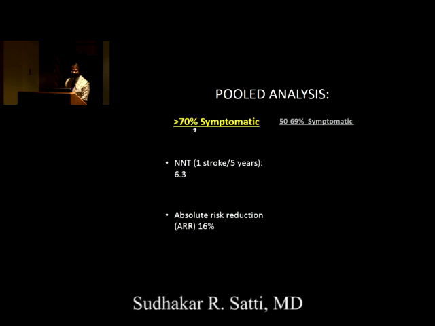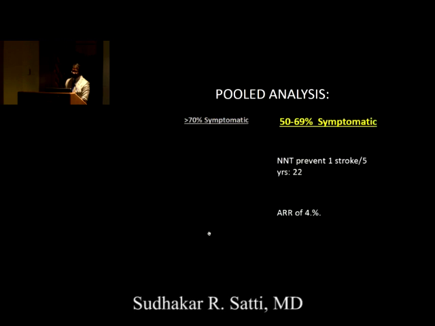This is what was kind of disturbing to me. I like these kind of numbers. So if you have greater than 70% symptomatic stenosis and you do revascularization with carotid endarterectomy, you need to treat, so this is NNT, one of my favorite things to look at, how many you need to treat to prevent 1 stroke in 5 years: you do 6 carotid endarterectomies to prevent 1 stroke in 5 years for greater than 70% symptomatic stenosis. Absolute risk reduction of 16%.